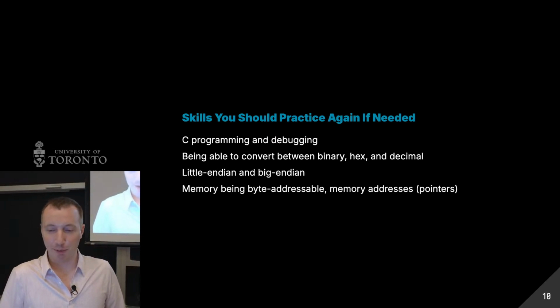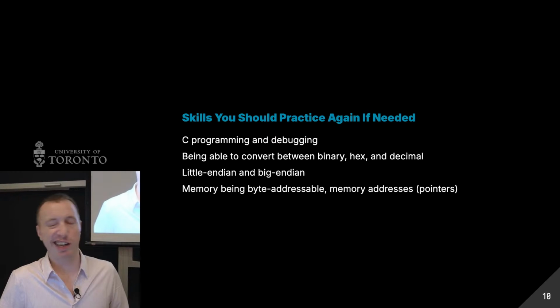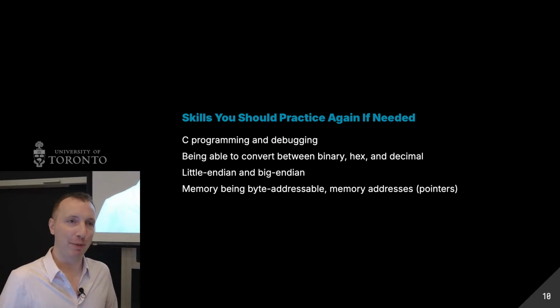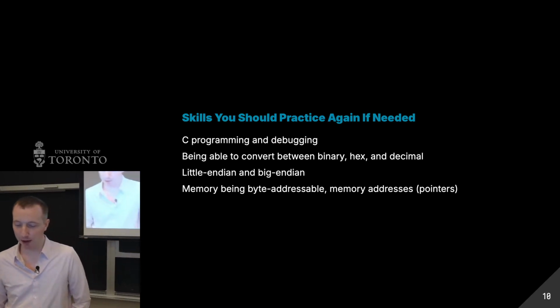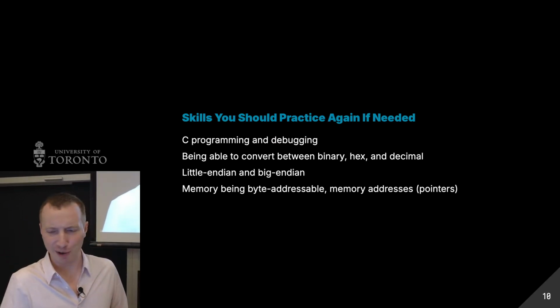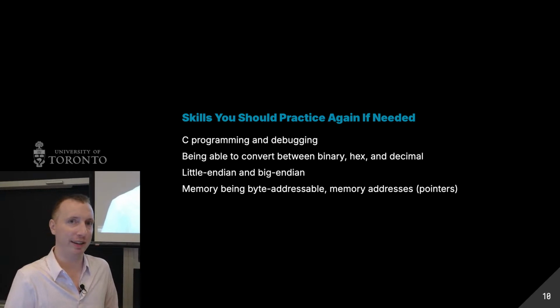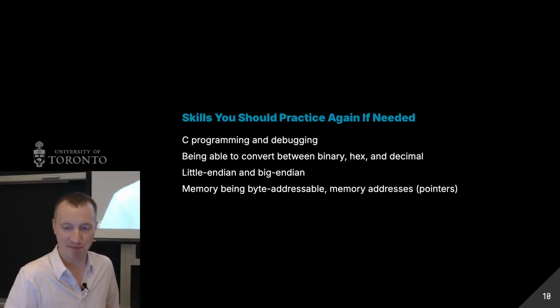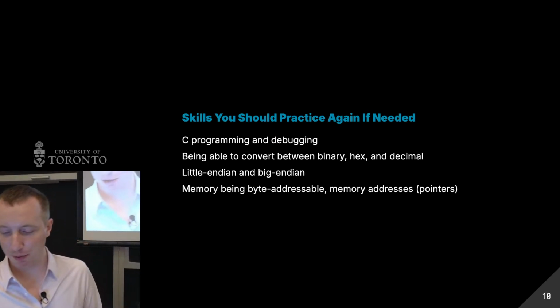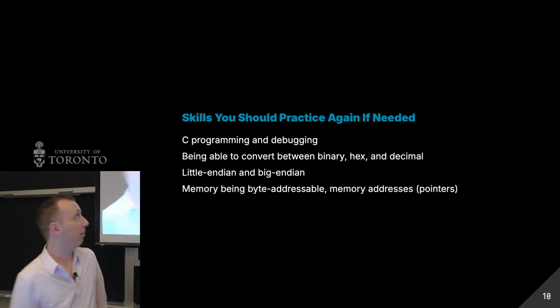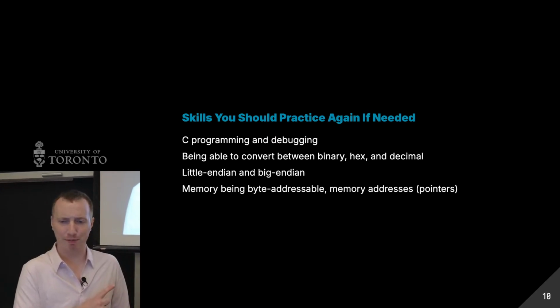Being able to convert between binary, hex, and decimal might help you a little bit, probably not that much. They're just different ways to represent a number. Knowing what little endian and big endian is, you should probably know what those words mean, but it won't be super relevant in this course. And the big one is what people get really tripped up on.